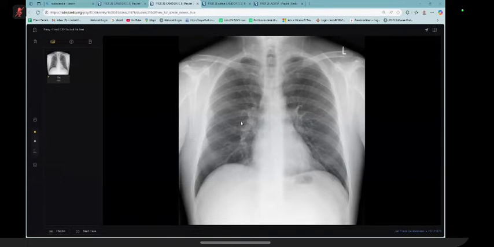I will go through the review areas. Both lung apices appear normal, both costophrenic angles and also the retrocardiac region appear normal. The mediastinum and trachea are within the midline. I will have a look at the bones. I couldn't see any abnormality within the bones.